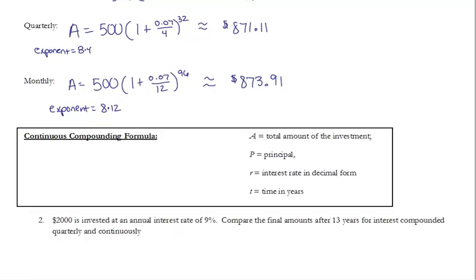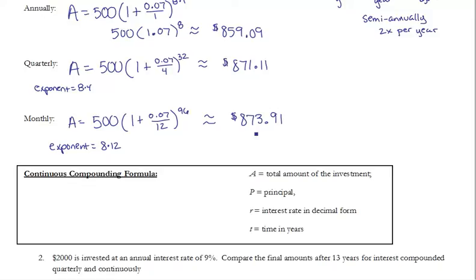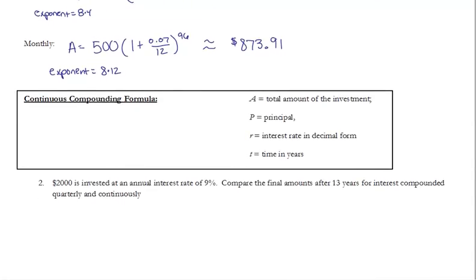873.91. Notice how the money is slightly going up the more compounds you have. So it's not much, but you want more money, right? More money is more money. So the more number of compounds, the more money you make.